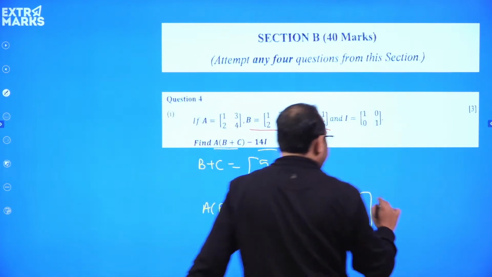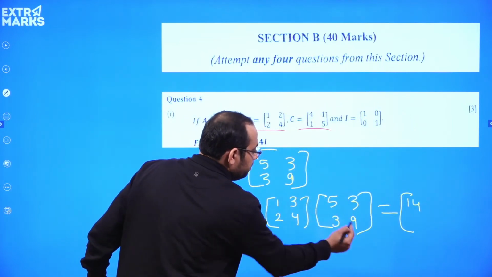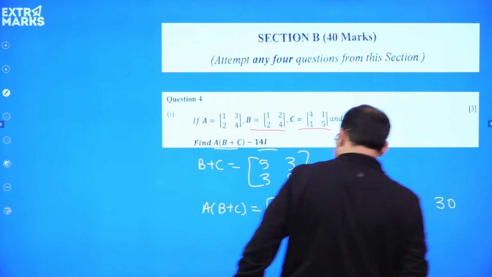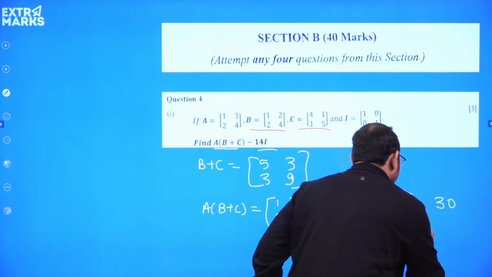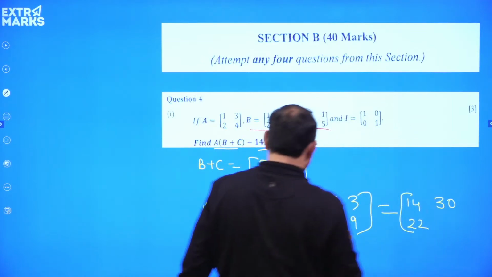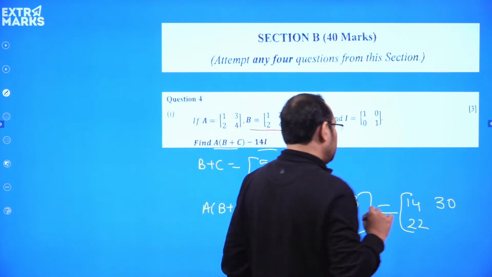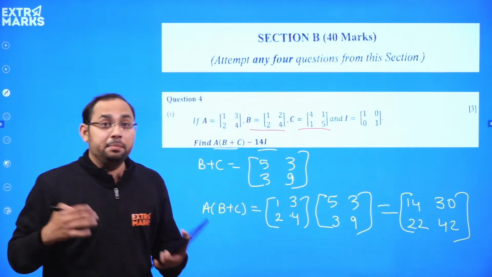5 plus 9, 14, 3 plus 27, right? क्या आएगा? 30. Then 10 plus 12, कितना आएगा? 22. And then 6 and 36. So 42. ये हमारे पास A, B plus C की वैल्यू आ गई.